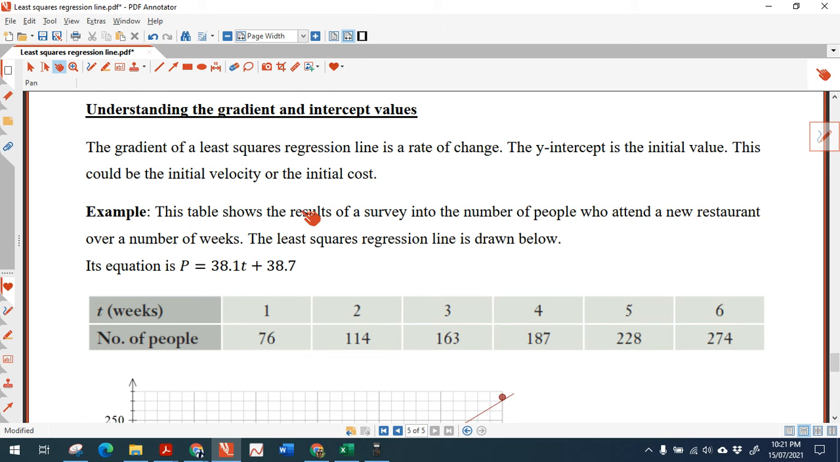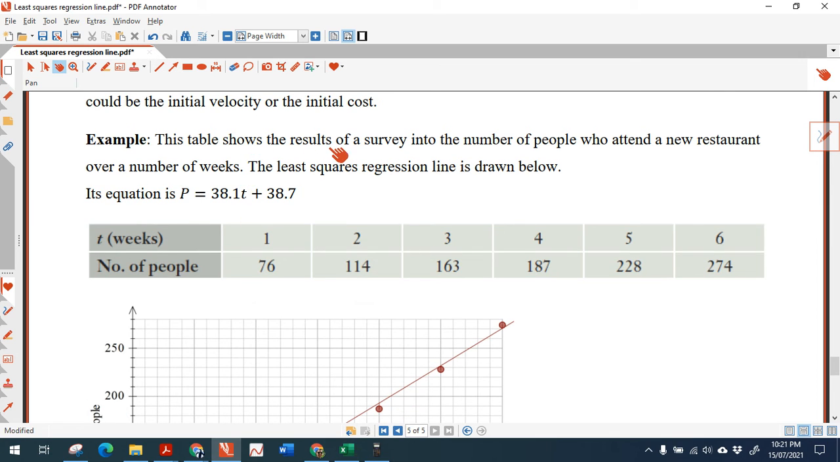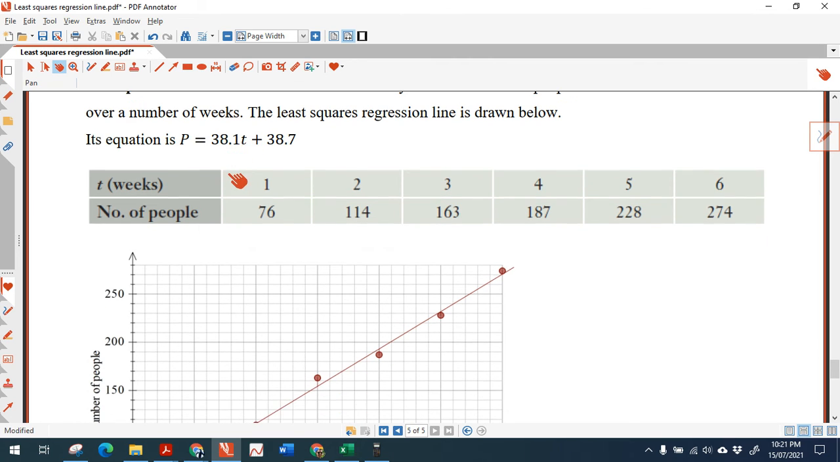It depends on the context. Okay, now let's have a look at an example. This table shows the results of a survey into the number of people who attend a new restaurant over a number of weeks. The least squares regression line is drawn below. Its equation is this. P is the number of people and T is the time in weeks.